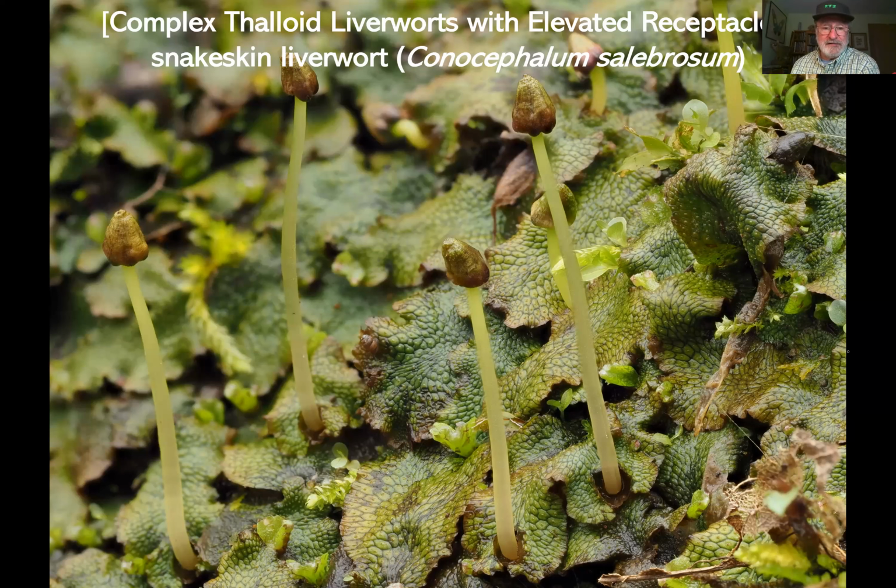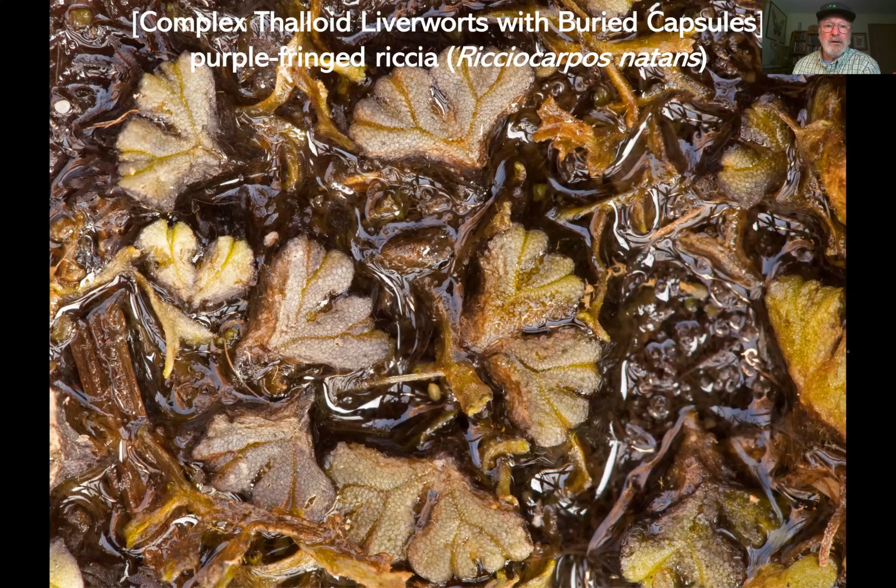And you're likely to see a large patch because it's very, very abundant on damp, shady rocks, especially sandstone, but also limestone. So here are the complex thalloid liverworts with buried capsules. And these are two aquatic genera. And this is Ricciocarpos natans. Ricciocarpos natans, when it's floating, forms some really thick partial rosettes with dichotomous branching.